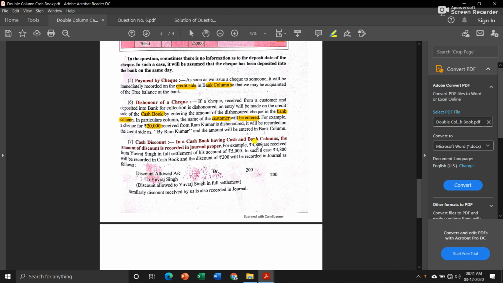Now, cash discount. In a cash book having cash and bank columns, the amount of discount is recorded in the journal proper, as we saw in our previous questions also. For cash discount, whether discount allowed or discount received, we don't record it in the cash book, but we record it in the journal by passing one journal entry.